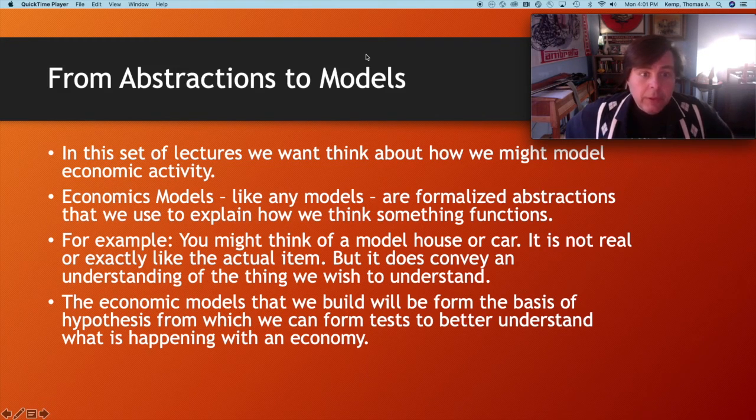Okay, so we're going to think about why we might want to model economic activity, sort of the parts that would go into that. Now, the thing about economic models is they're models, right? They're not designed to be realistic. They're designed to illustrate specific aspects of reality that we wish to better understand.